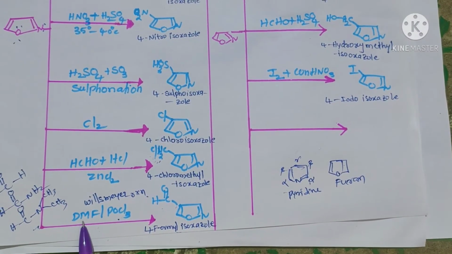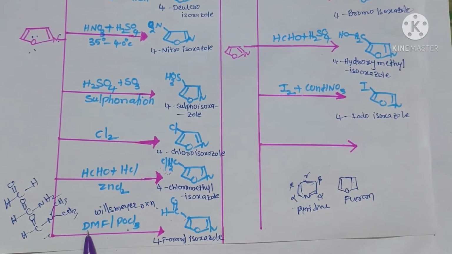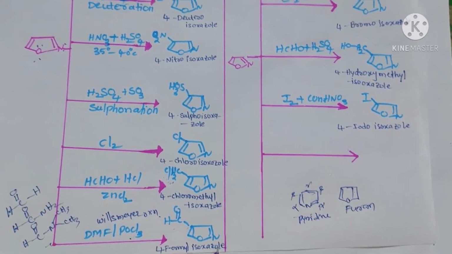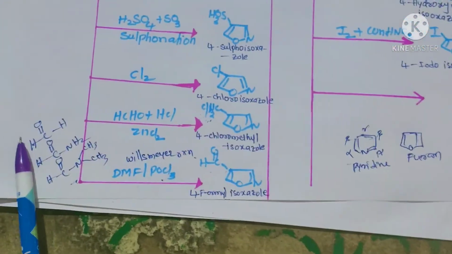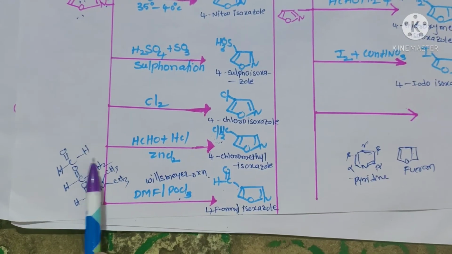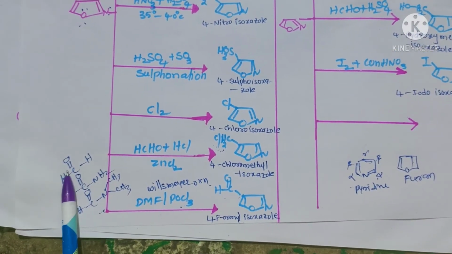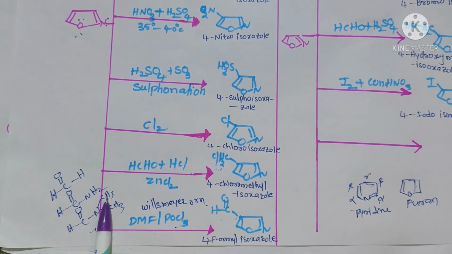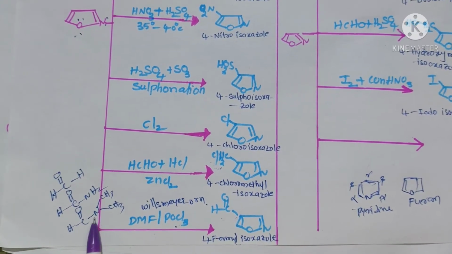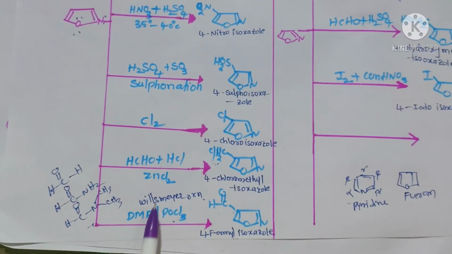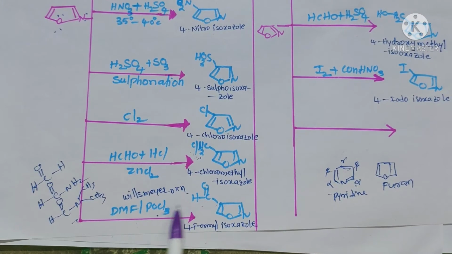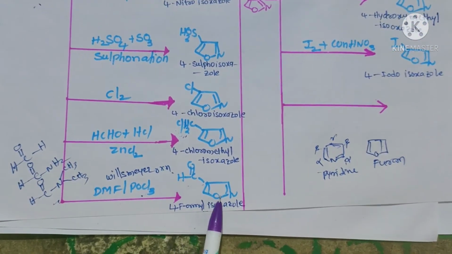And when it is treated with DMF, that means dimethylformamide, in the presence of phosphorus oxychloride, we get 4-formylisoxazole. HCHO is known as formaldehyde, and if you replace the hydrogen with an NH2 group, that becomes formamide. And this is N,N-dimethylformamide, so this is DMF. This reaction is known as the Vilsmeier reaction. In the Vilsmeier reaction, an aldehyde group is substituted on the aromatic ring.